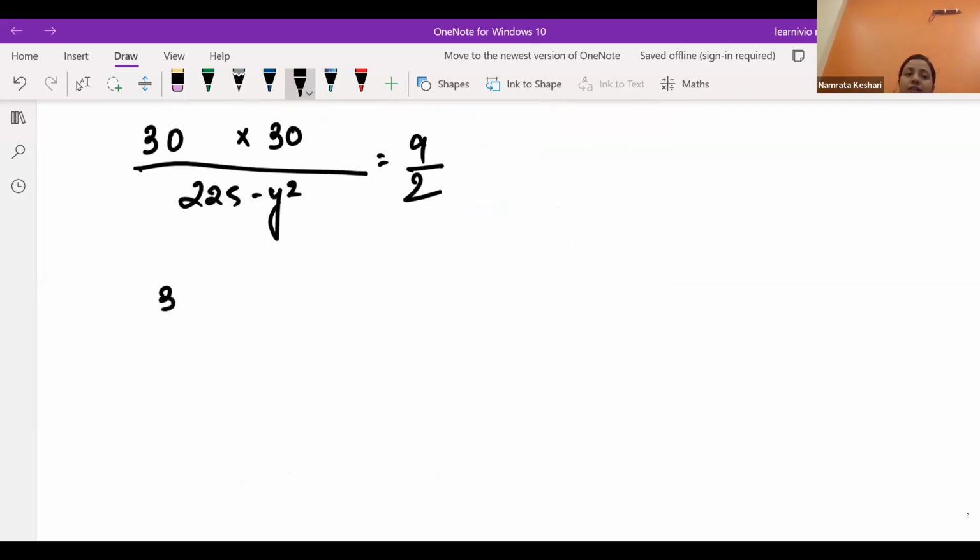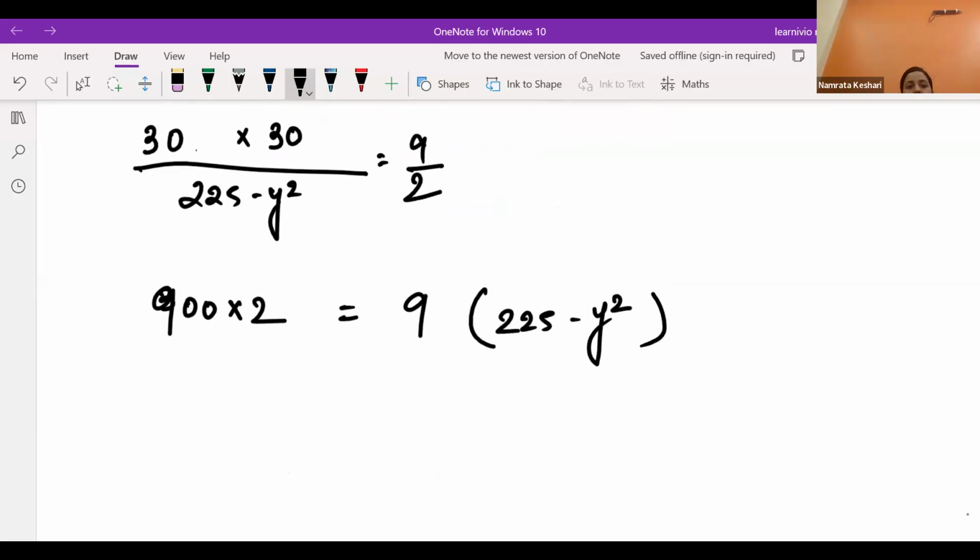So you will be having 3 times 9. Actually, you are having 900 already. 2 will come and get multiplied. And 9 over there is still there, 225 minus y square. Is it clear? Yes, ma'am. After performing this step, you can multiply this 9 with this one. But I realize that this 9 and this 900 will cancel out each other. If I bring this 9 in the denominator, then I will be able to reduce the terms.